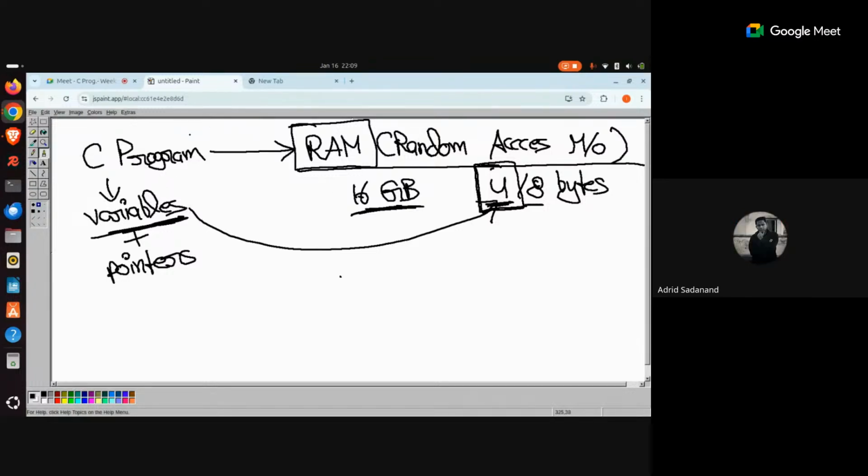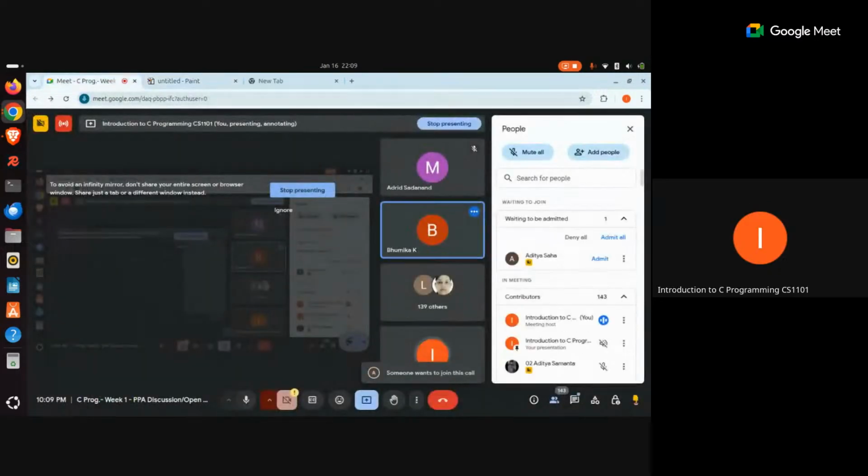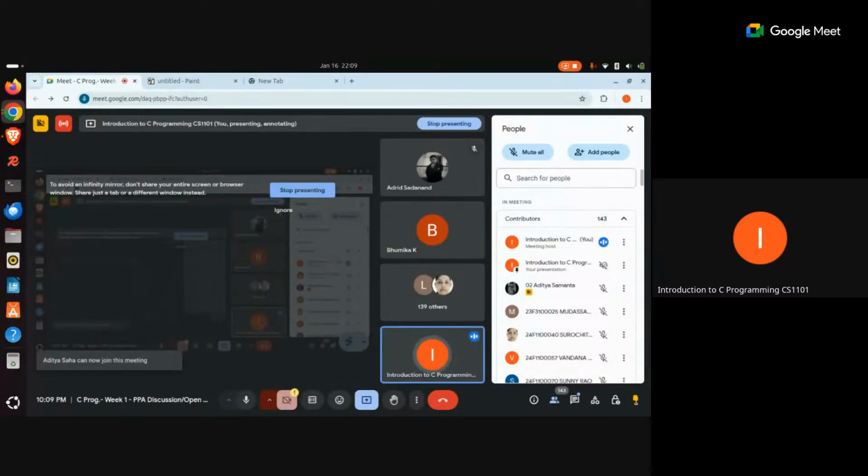Sir, it means the pointer is only used to store the address. Okay, one at a time, please. Let us just finish with Bhumika first.